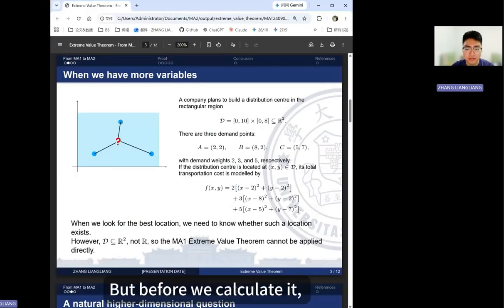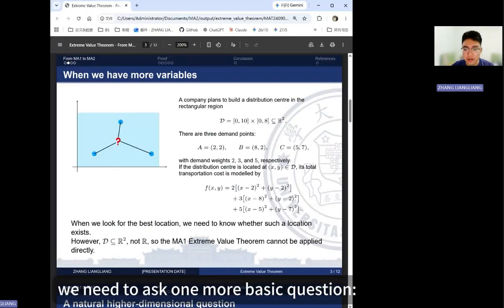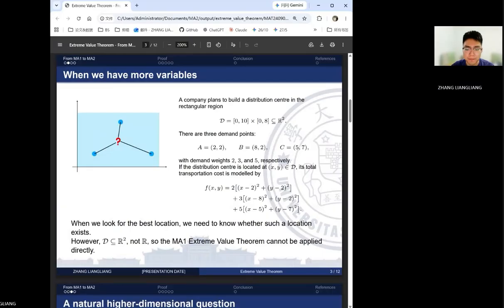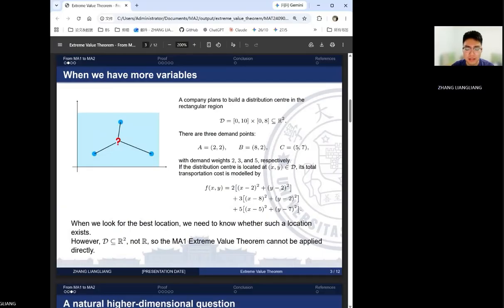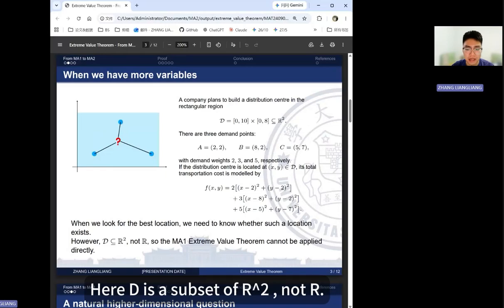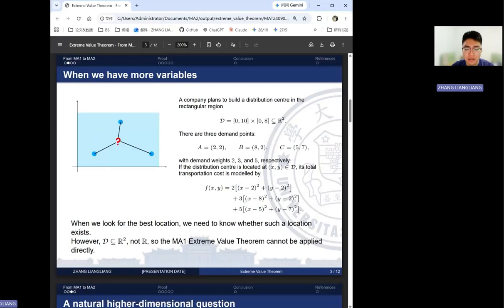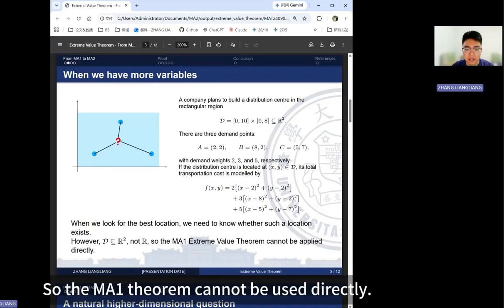But before we calculate it, we need to ask one more basic question. Does the best location really exist? Here, D is a subset of R2, not R, so the MA1 theorem cannot be used directly.